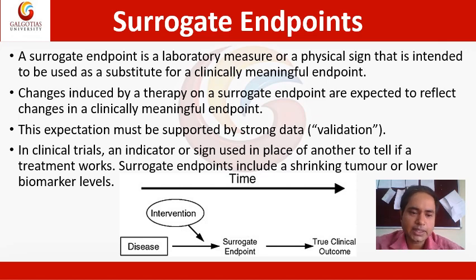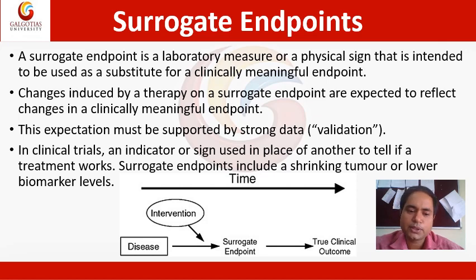So in a clinical trial, a surrogate endpoint is an indicator or sign used in place of another to tell if a treatment works. Surrogate endpoints include shrinking tumors or lower biomarker levels. They may be used instead of stronger indications such as longer survival or improved quality of life because the result of the trial can be measured sooner.